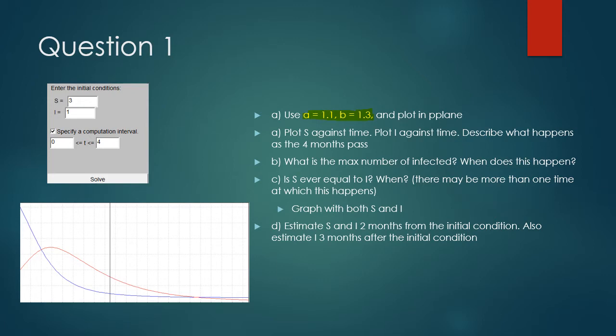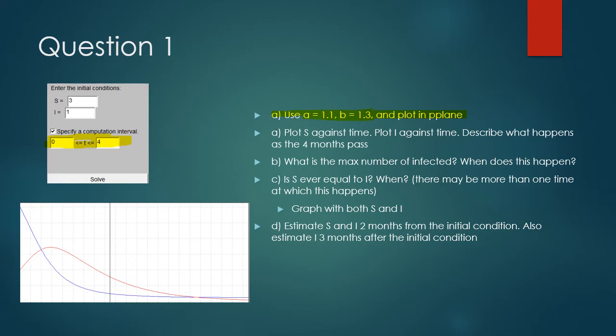So question A asks us to plot this in p-plane. For part A, just use these values of 1.1, 1.3 and plot it in p-plane and submit a graph of S versus I. Again, for this question, I really recommend looking at the grading rubrics. It tells you which graphs you need exactly for which question. So plot S versus I, and you need to do it only for the specified computation interval, from t equals 0 to t equals 4. Here t is in months, so we're just looking at it from 0 to 4 months.